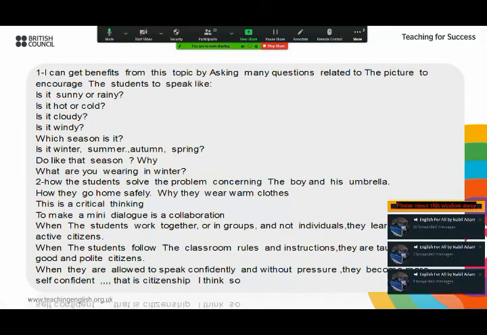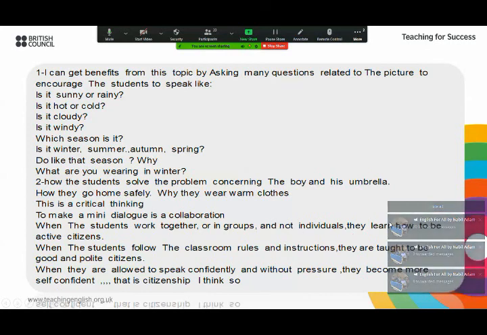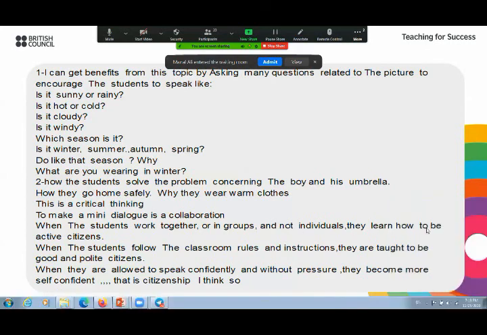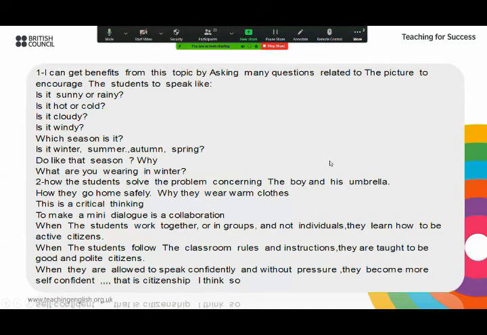Making a mini dialogue is collaboration. When the students work together in groups and not as individuals, they learn how to be active citizens. This is about citizenship. And when the students follow the classroom rules and instructions, they are taught to be good and polite citizens. And the last one, when they are allowed to speak confidently and without pressure, they become more self-confident, and that's citizenship. I think so.